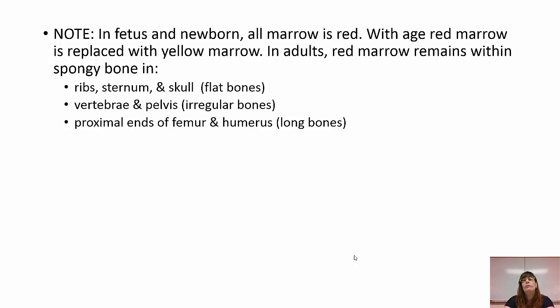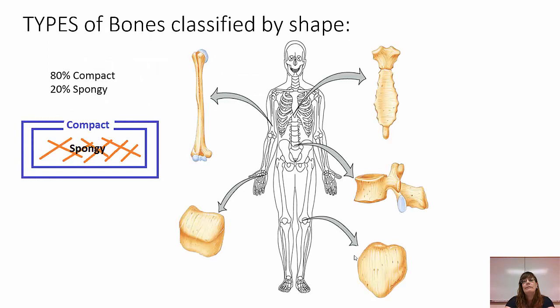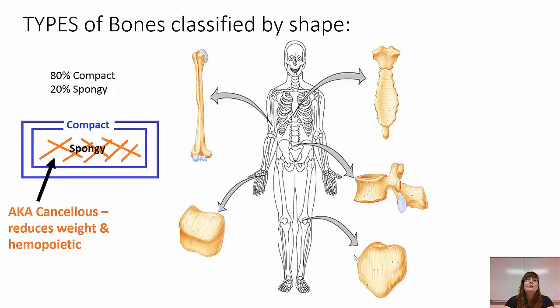So in adults, the red marrow only stays located in the spongy bone: the ribs, the sternum, the skull, flat bones speaking, vertebrae, pelvis, irregular shaped bones, and the proximal ends of the femur and the humerus, so our long bones. Spongy bone and compact bone are the two types of bone that we have, and we will talk about shapes of bone as well. So, bones are classified by shapes.